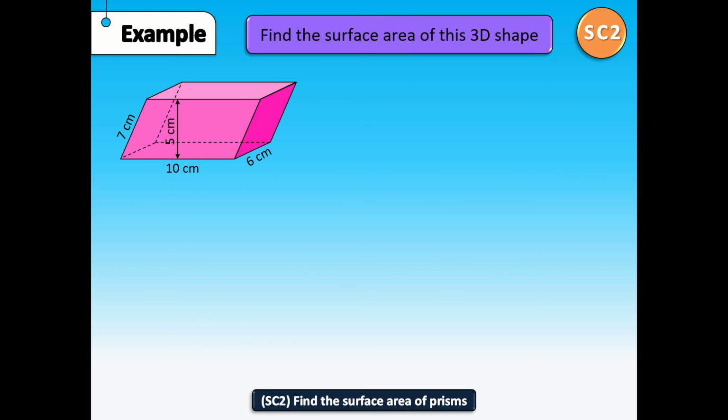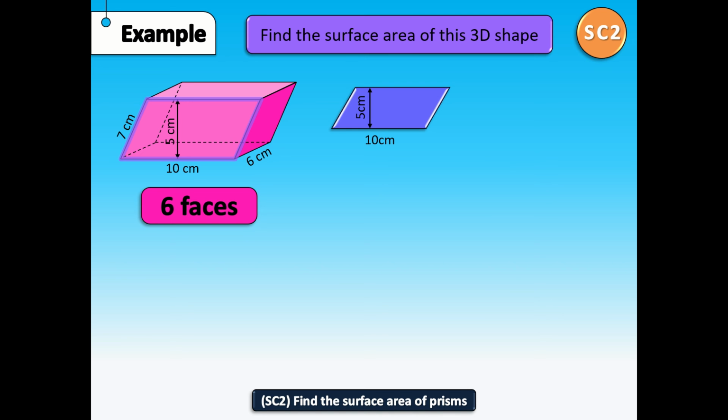For this shape, we've got 6 faces, and the front is a parallelogram, which has a height of 5 and a base of 10. So 5 times 10 is 50 centimeters squared, and that's the same as the back, so we need 2 of those.